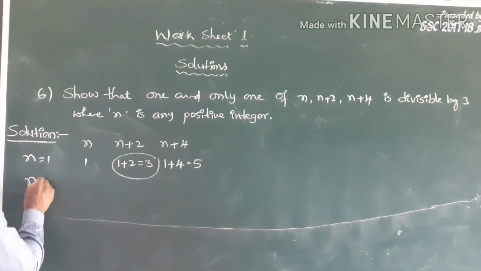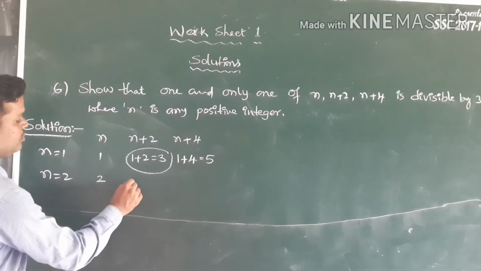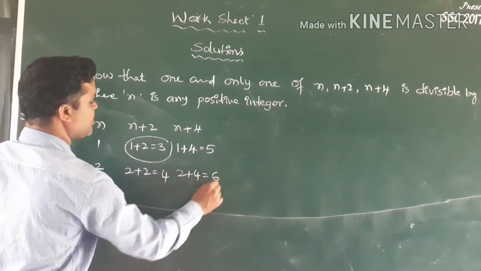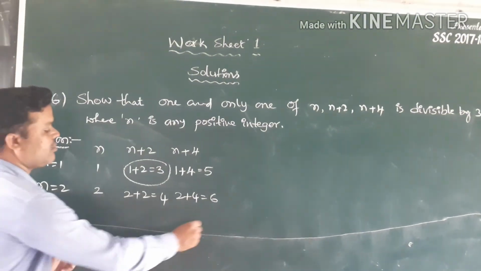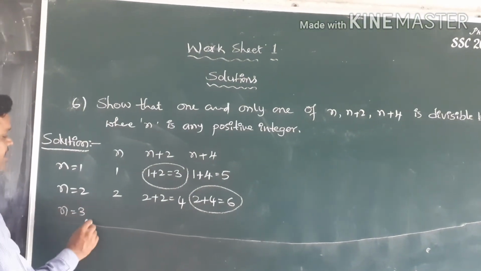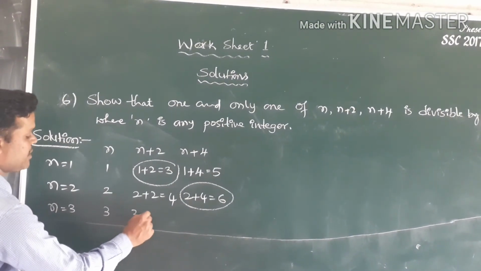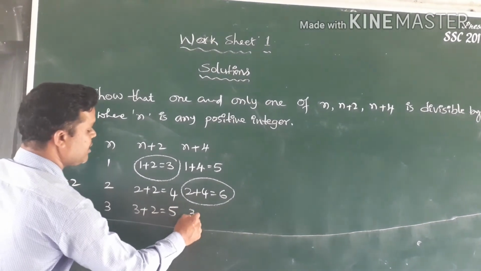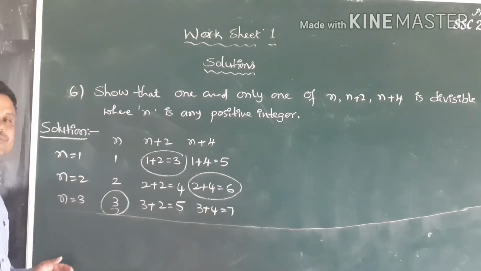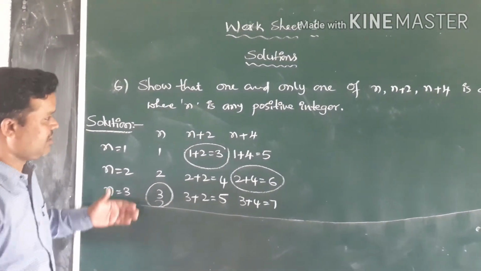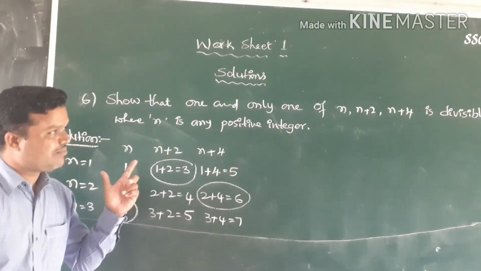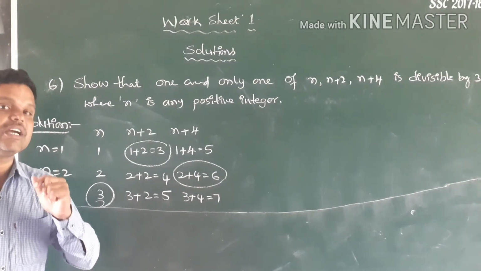Next, n is equal to 2. Put here 2. 2 plus 2 equal to 4, 2 plus 4 is equal to 6. Again observe these 3. Now here 6 is divisible by 3. Now let us take one more example, n is equal to 3. 3 plus 2 equal to 5, 3 plus 4 is equal to 7. Among these 3, again only 3 is divisible by 3. So this is the method by checking. You are given n, n plus 2, n plus 4. Among these 3, only one is divisible by 3 at one time.